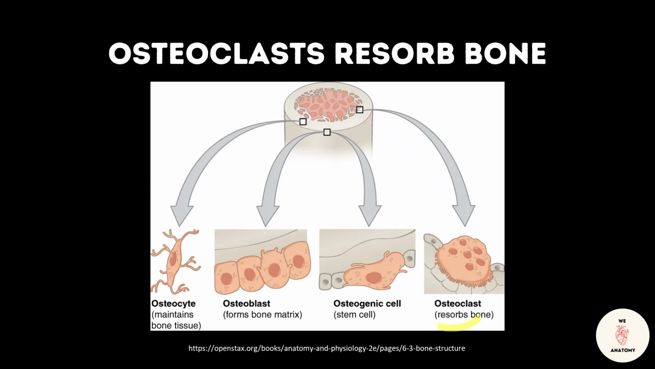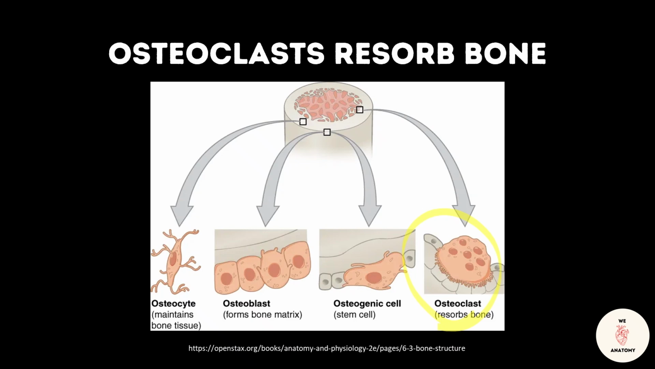The last type of cell is the osteoclast on the right. Osteoclasts are bone resorbing cells. They're found on the surface of bones. They're large and multinucleated. You can see this one has 6 nuclei in it. And they originate from monocytes and macrophages, which are 2 types of white blood cells.